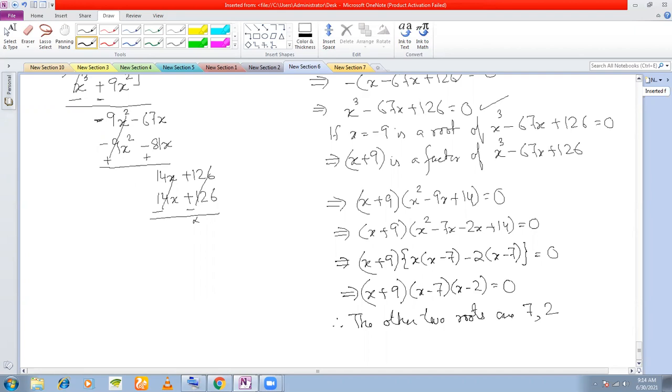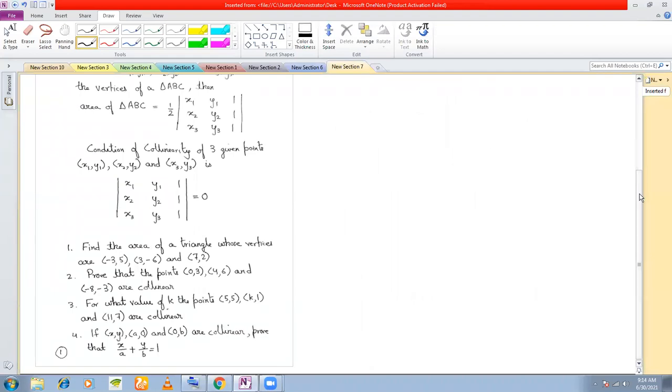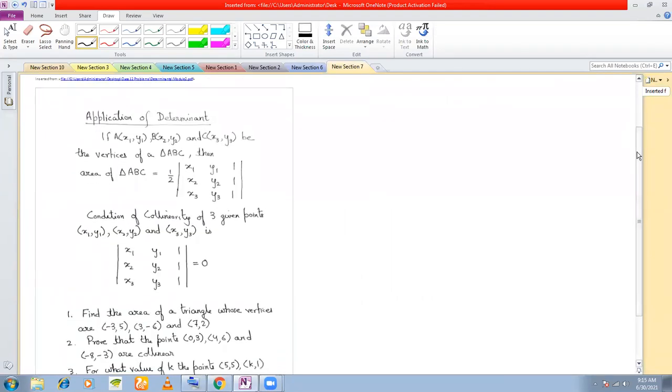Okay, so this finishes the first part of determinants. We start with the second part of determinants, which is an application of determinants. Now, if you remember in your class 11, we were finding out the area of a triangle, right? If the coordinates of the three vertices of a triangle were given to you, what was the area of this triangle?